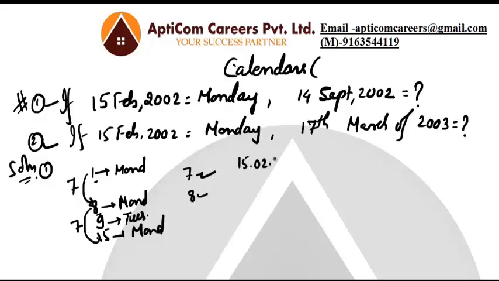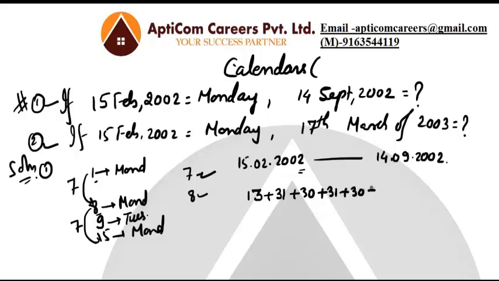So 15th February 2002, from here till 14th September 2002, how many days are there? In February, this is not a leap year, so we'll have 28 days. So we have 13 days left in February. Then comes March, April, May, June, July, August. July, August are the same. And in September, there are 14 days, right?